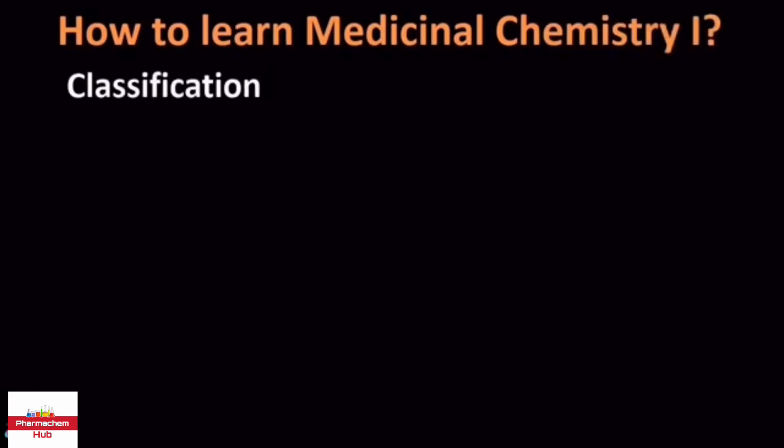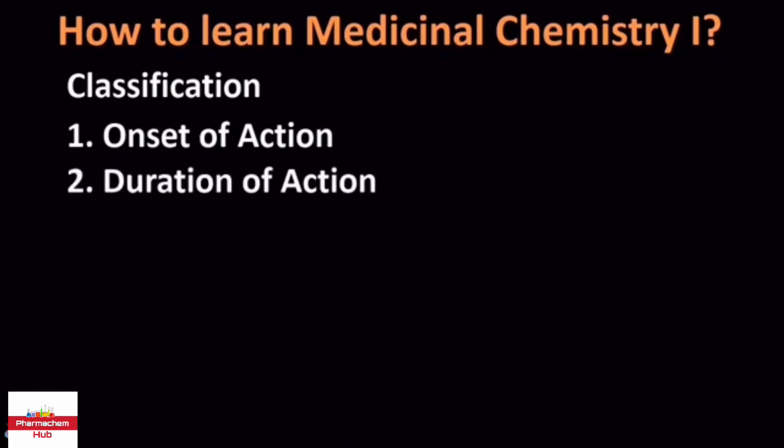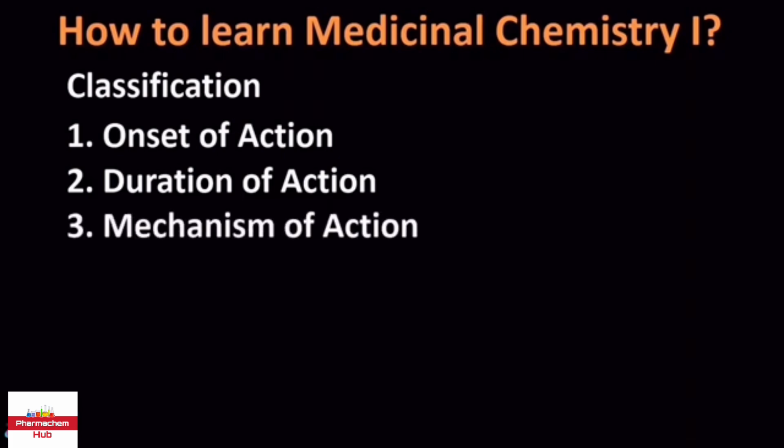Let's start with the classification. Drugs can be classified on various bases like onset of action, where drugs can be classified as slow acting or fast acting. Then second is on the basis of duration of action like ultra short acting, intermediate acting or long acting. You must have seen this classification in the barbiturates. Then third is on the basis of mechanism of action. Here, drugs are classified on the basis of their mechanism of action, how they show the pharmacological activity.